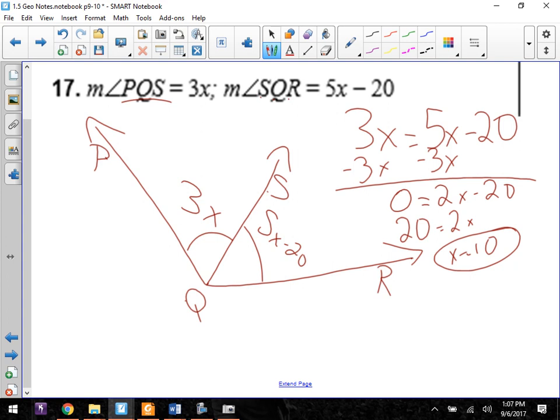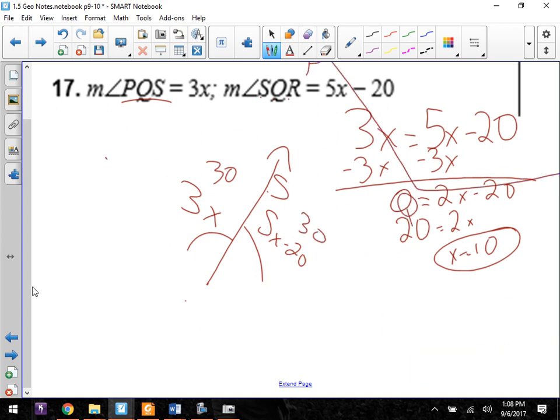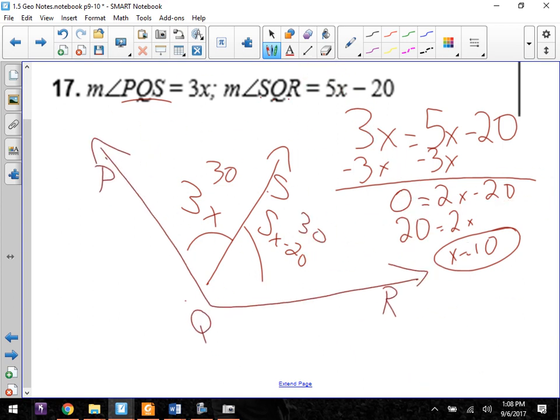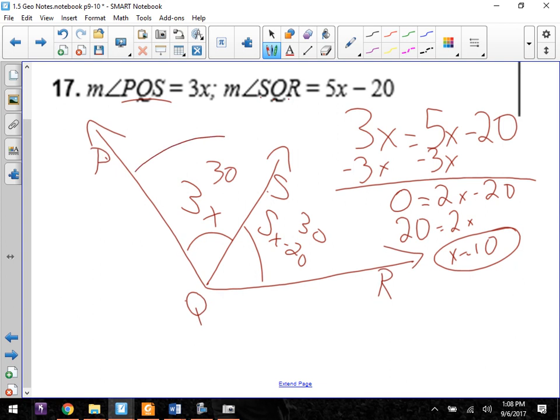I think it asked to figure out what angle PQR was. So if X is 10, that gives me this side 30, this side 30, which makes the whole thing 60. Okay. Very, very common, straightforward stuff. 30 is just one chunk of it.